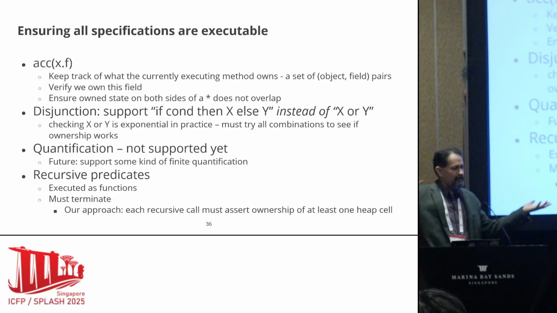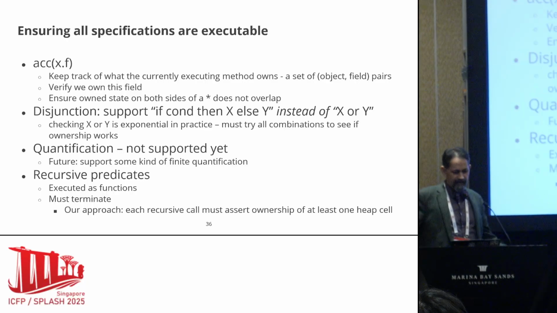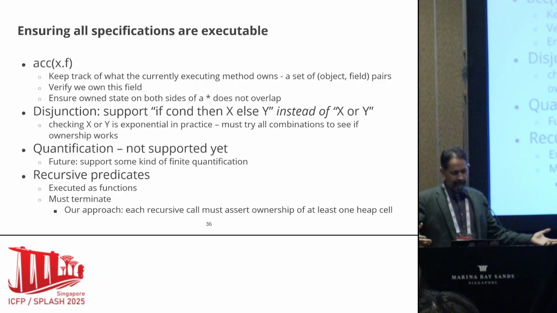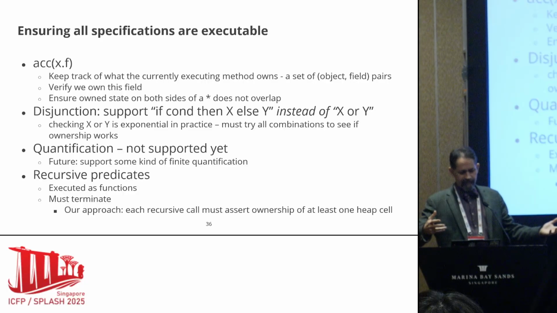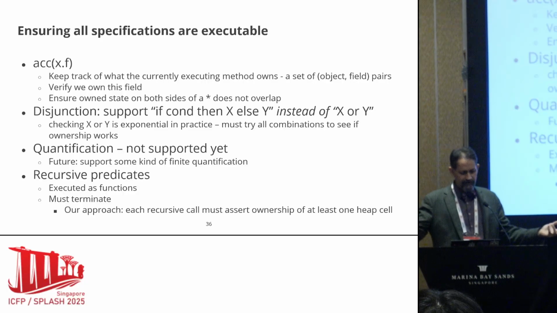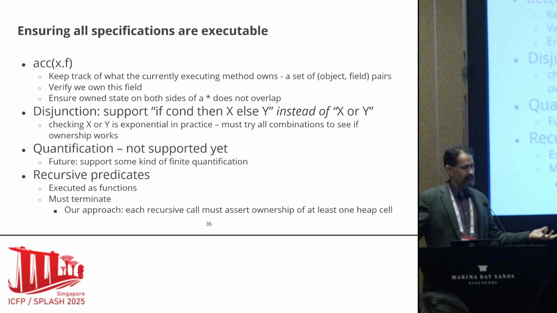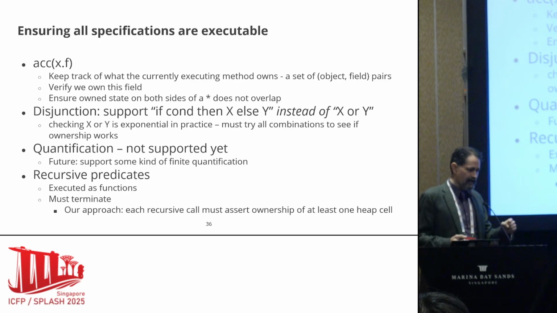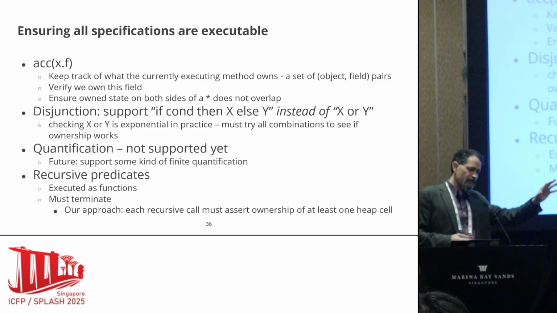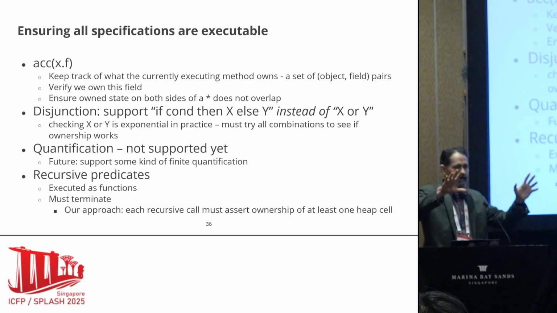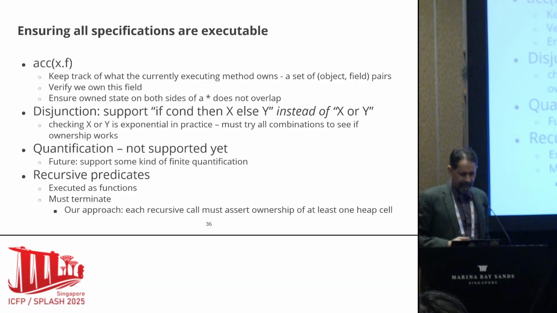Well, we need a list of what the currently executing method owns, right? And so that's basically a set of object field pairs. When we assert access of x.f, we verify, do we actually own this field? Anytime we assert a separating conjunction and we want to check that at runtime, we have to basically see, do we own all the things over here? Do we own all the things over here? And do they overlap, right? If they overlap, that will also be an error.